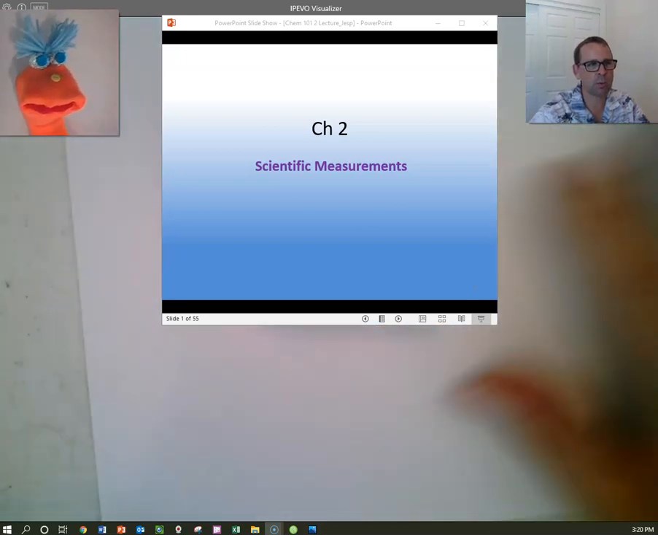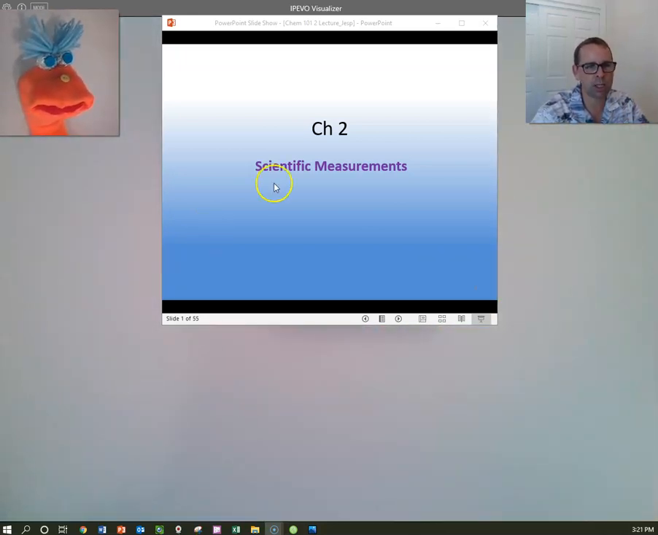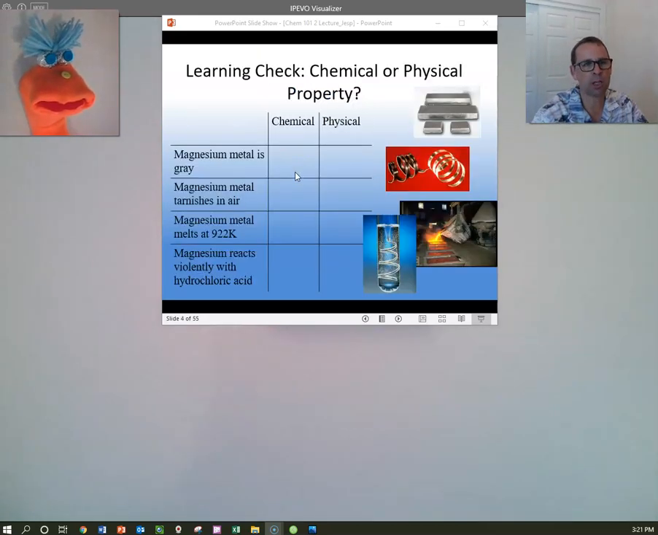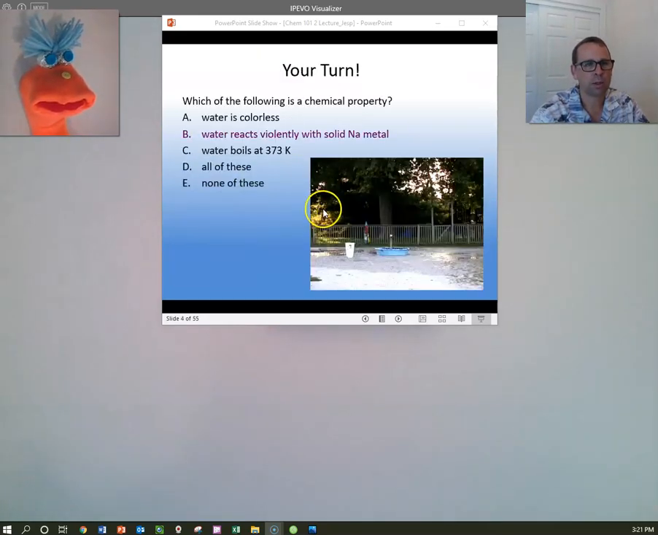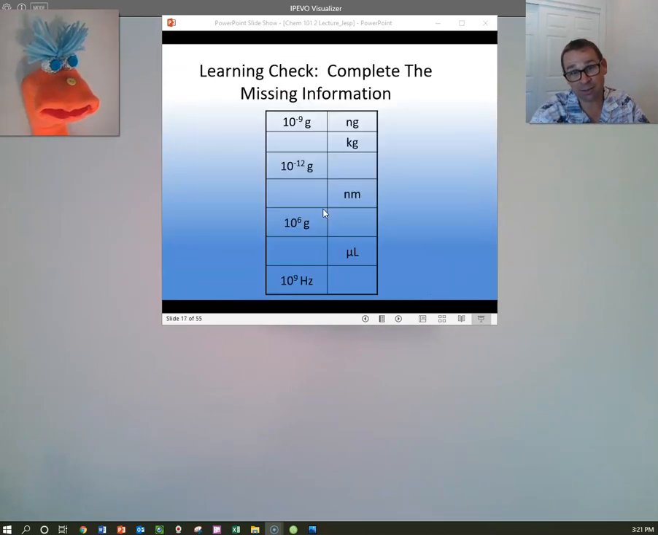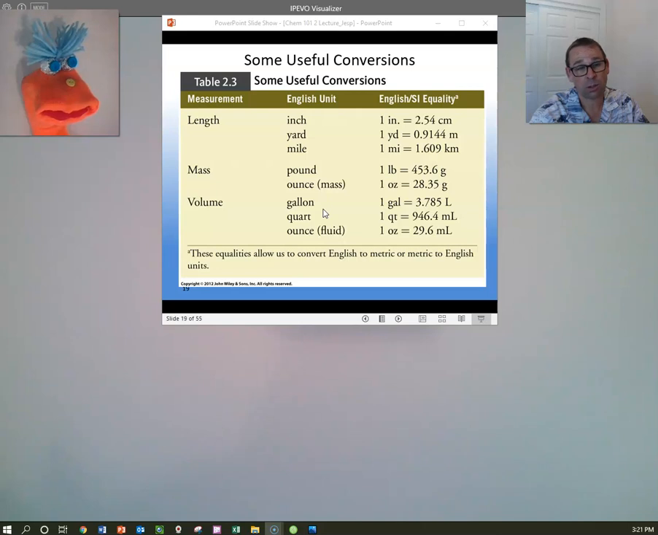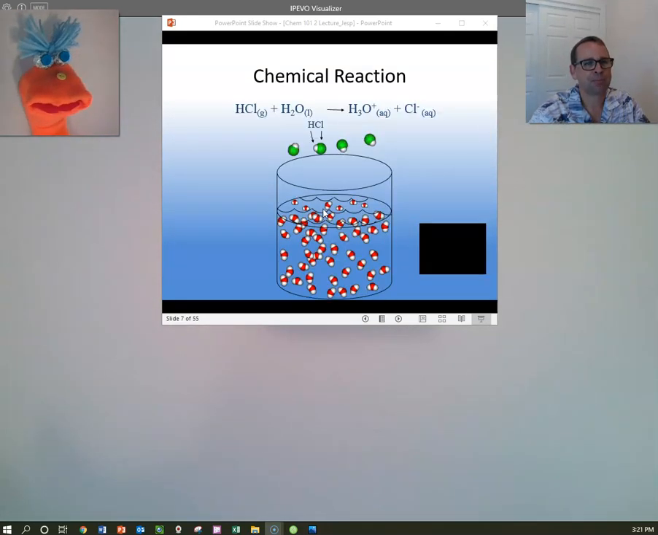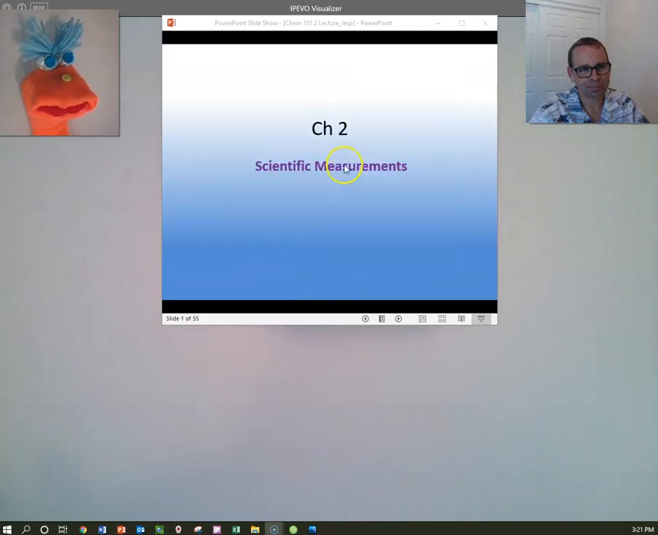But essentially, we're going to be talking about physical and chemical properties. We're going to be talking about what it means to do chemical and physical measurements of different materials. So let's get to it.